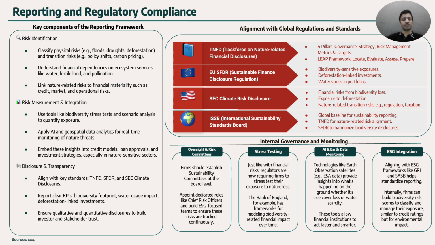Firms align with frameworks like TNFD and SFDR to report meaningful KPIs such as biodiversity footprint and water usage, building investor confidence. This aligns globally with regulations like the EU SFDR, SEC Climate Risk Disclosure, TNFD, and the International Sustainability Standards Board, each emphasizing sustainability risk and targets. Internally, strong governance is essential. This includes board-level sustainability committees, stress testing for nature loss, leveraging Earth data technologies, and integrating ESG frameworks to manage financial risk similar to nature risk.